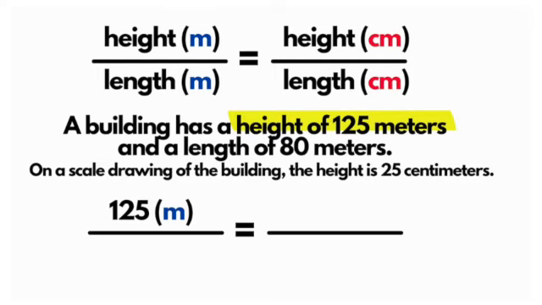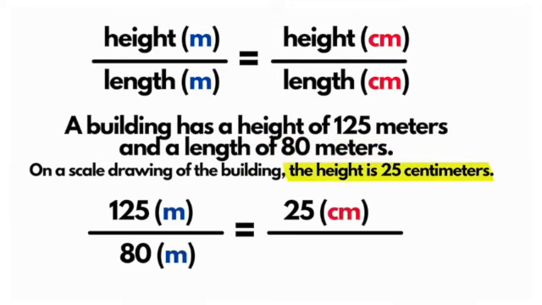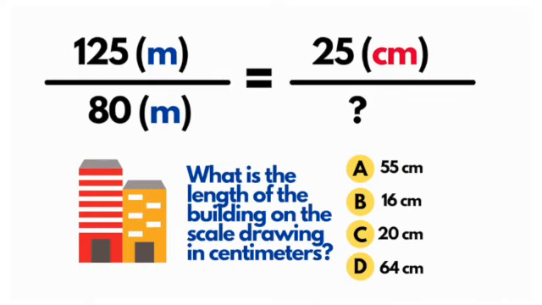The next thing we'll look at is the rest of the proportion. We're looking at a length of 80 meters. We're going to place that in the proportion right where we set it up, and then we're going to move to the height of the building in centimeters and place that where we set up the proportion as well. Now the question mark is what we're trying to find. This is our intended response. So here it is again: 125 meters over 80 meters is equal to 25 centimeters over how many meters?